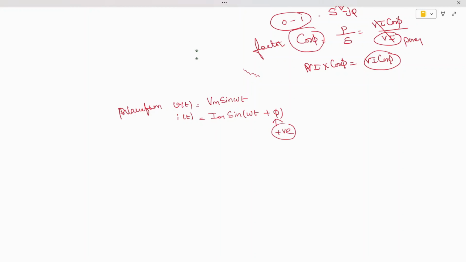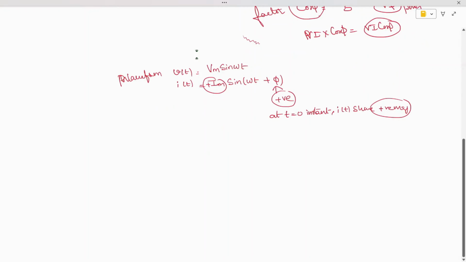Positive angle means at the instant t equal to 0, i of t should have a positive magnitude. You can see the magnitude of i of t should be positive, so how to draw this waveform is very, very important. In order to draw this diagram, let's see what omega t is.